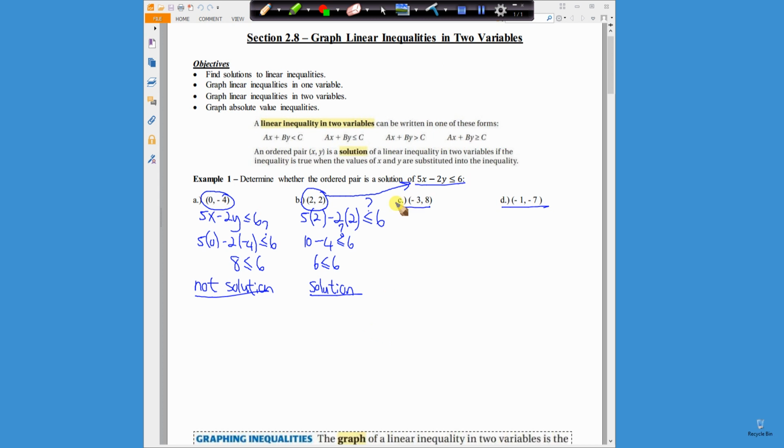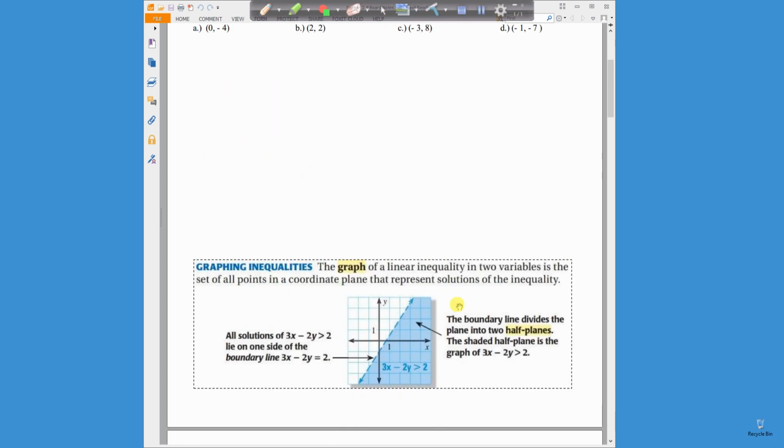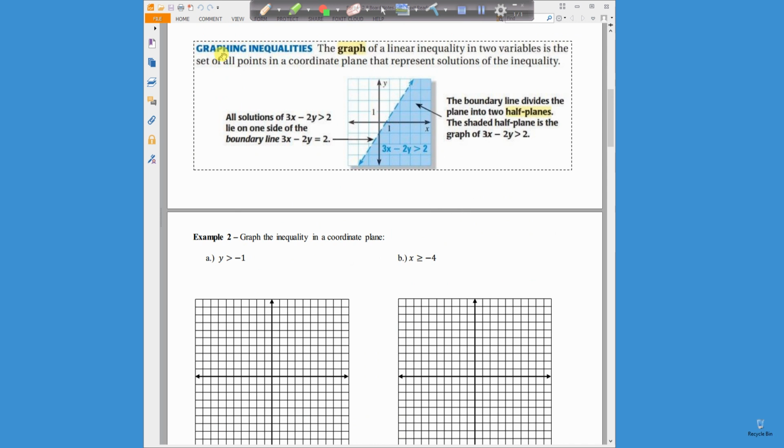All right. So basically, this is just determining if one ordered pair is a solution to the inequality. Like I said earlier, this is not all the solutions. This is only one solution. Actually, solutions to a linear inequality in two variables are infinitely many. It's a region. It's a whole region on the coordinate plane, and we'll show you that right now. So this says the graph of a linear inequality in two variables is the set of all points in a coordinate plane that represent solutions.